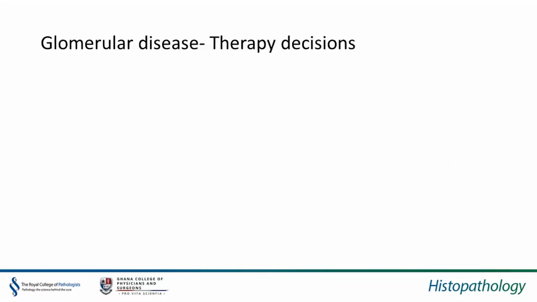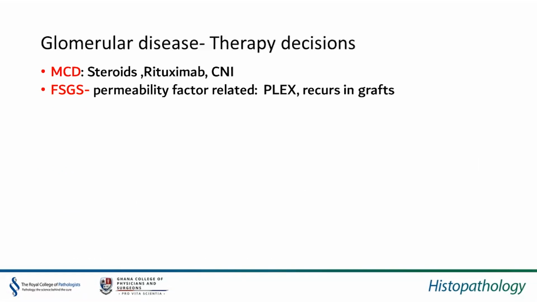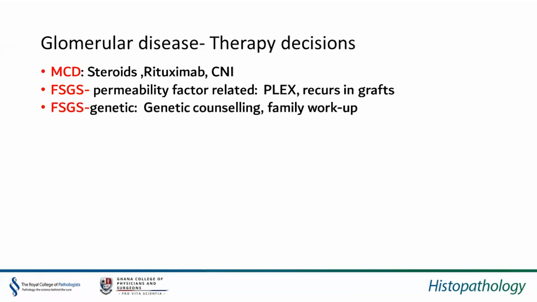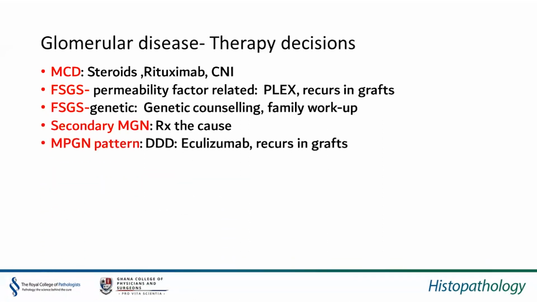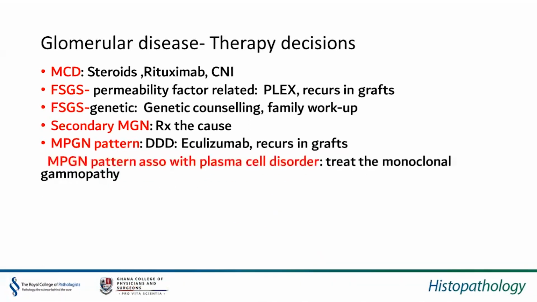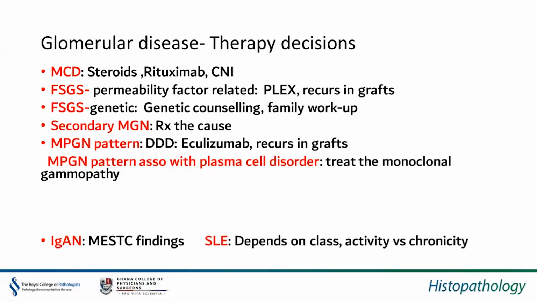So what are the therapy decisions? I will not go into the details, but you have to be aware of the implications of what diagnosis you make. So MCD, minimal change disease, is treated with steroids, rituximab, and CNIs. FSGS: if it's permeability factor related, it may recur in grafts. If it's genetic, then genetic counseling and family workup, and treatment may not help much. If it's secondary membranous, treat the cause. If it's an MPGN pattern with dense deposit, then it's eculizumab and it may recur in grafts. MPGN pattern associated with plasma cell disorders, treat the monoclonal gammopathy.